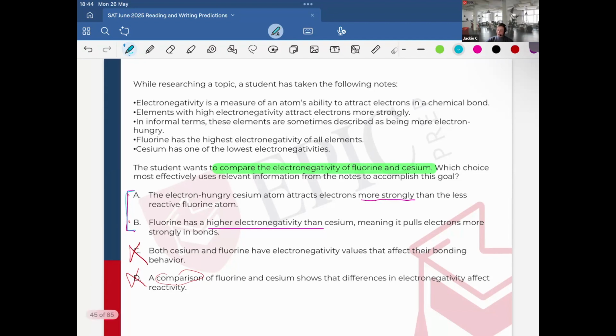Fluorine has the highest electronegativity of all elements, and cesium has one of the lowest electronegativities. So here I can see the electron hungry cesium, well, it would be the atom that attracts more strongly. That would actually be fluorine. Then the less reactive fluorine atom, this would be the less reactive cesium atom. And therefore, it must be correct choice B.